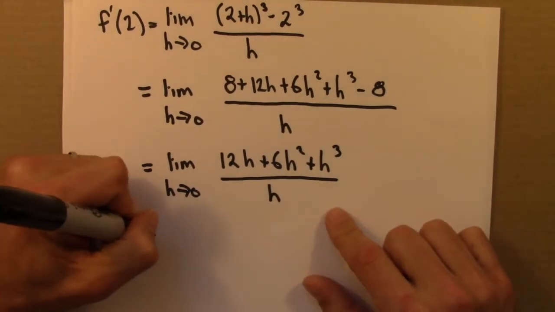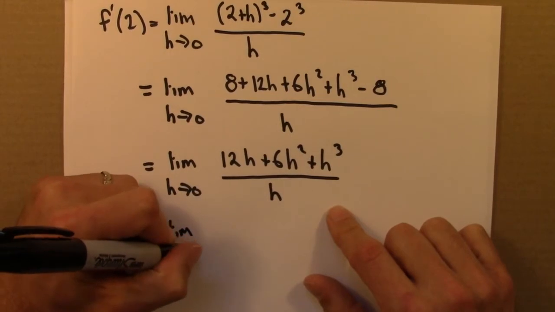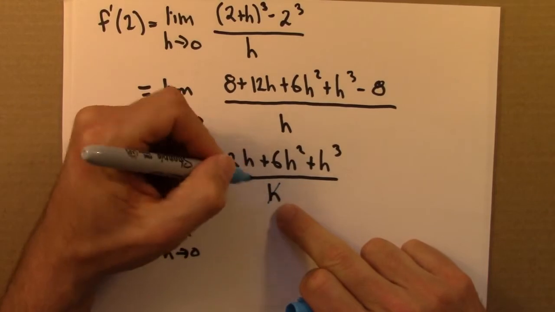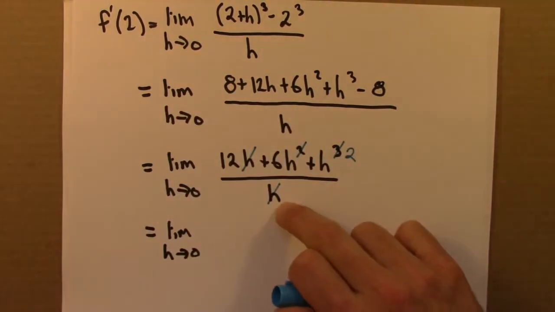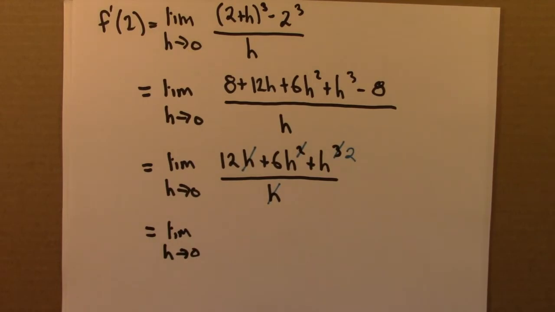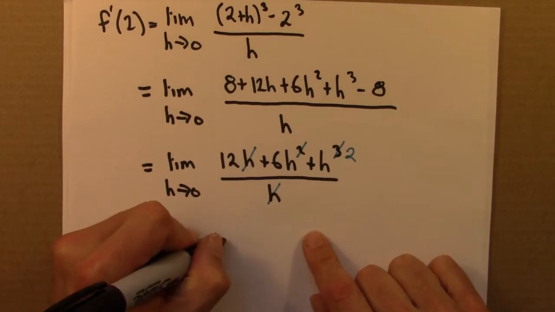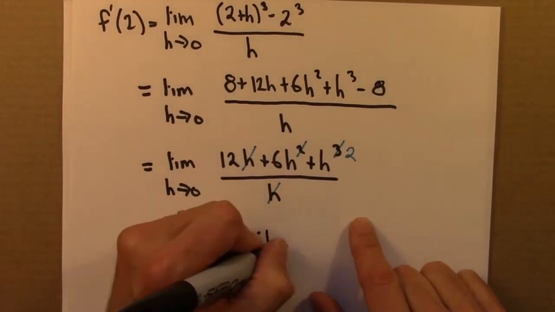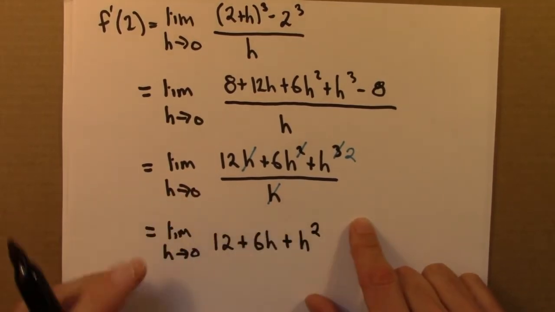So if I do that, limit as h goes to 0, let's just look at what happens. I can cancel this h, and that becomes h squared. I need to divide each term by h. So then this gives me just 12 plus 6h plus h squared.